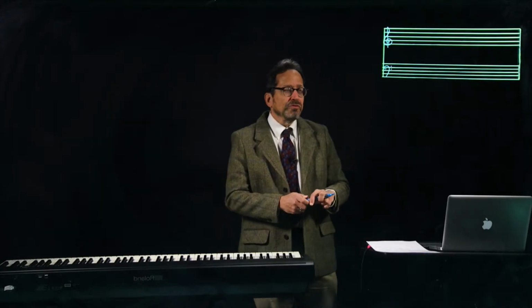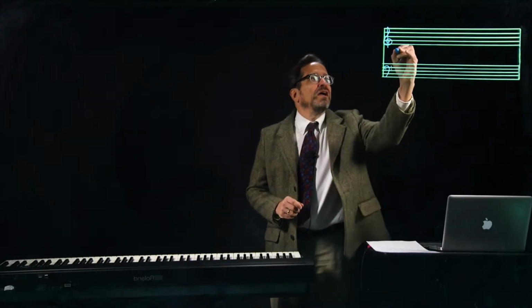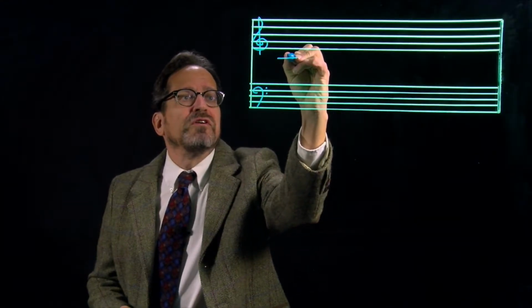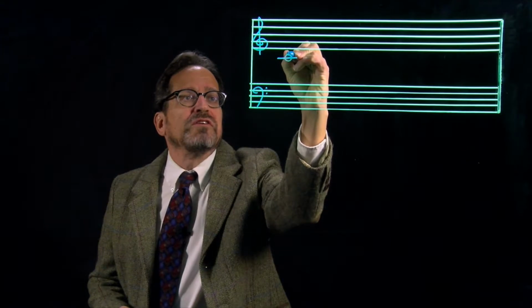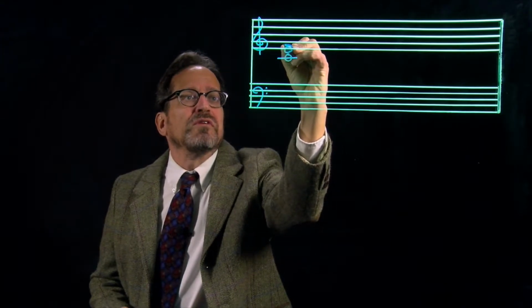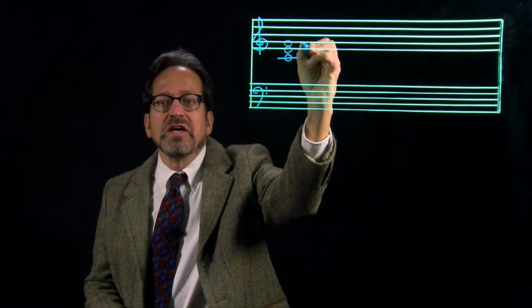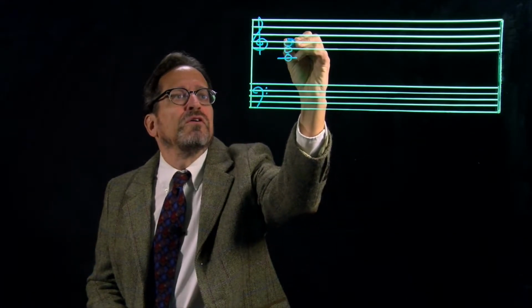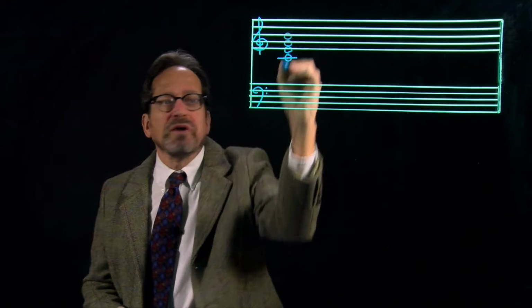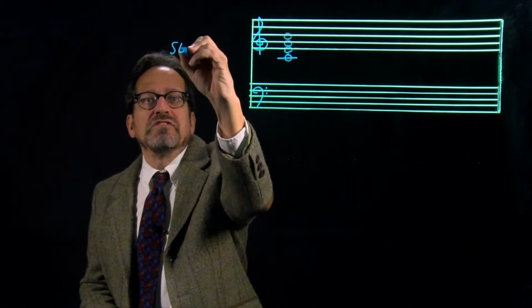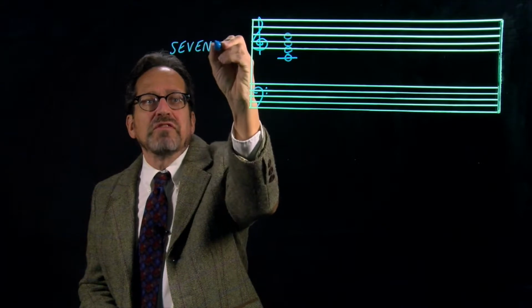So much for triads. But it's possible to have a chord that consists of 4 different pitches arranged in thirds. So in addition to our root, third, and fifth, we also have a seventh. This is an example of a seventh chord.